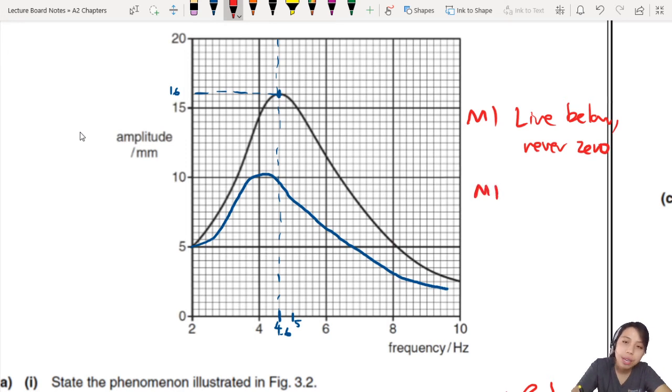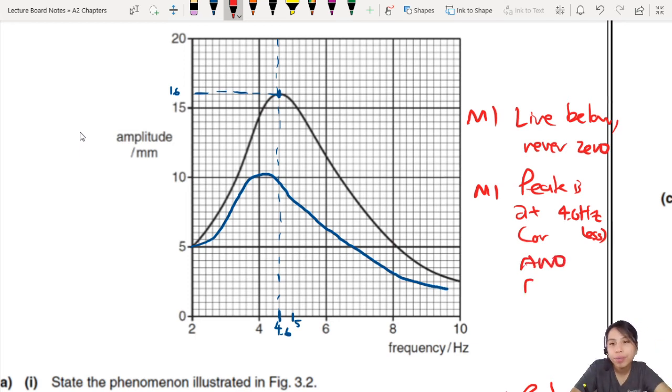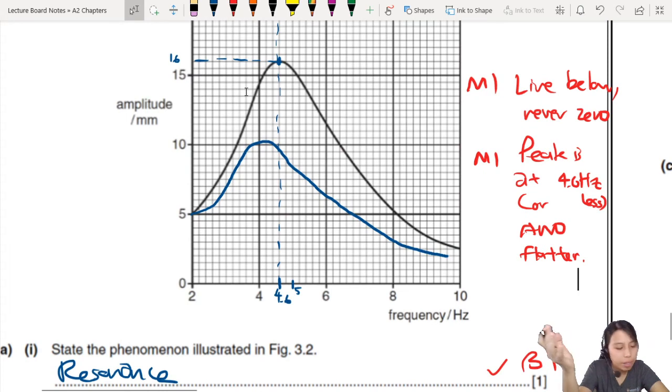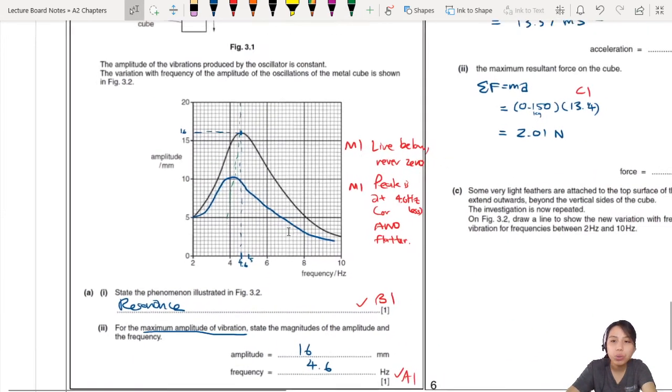A second mark comes if your peak is at a slightly lower frequency at 4.6 Hz or lower, and flatter. The peak is flatter. So lower lor, flatter. So that's the two ideas you see. Before that, frequency is 4.6, but your new peak has to be at 4.6 or a little bit lower. So I prefer to do a little bit lower because once you have damping then your frequency will decrease a bit. So that's why I shift that. So you draw something like that lah. Okay, so that is the end of these two questions.